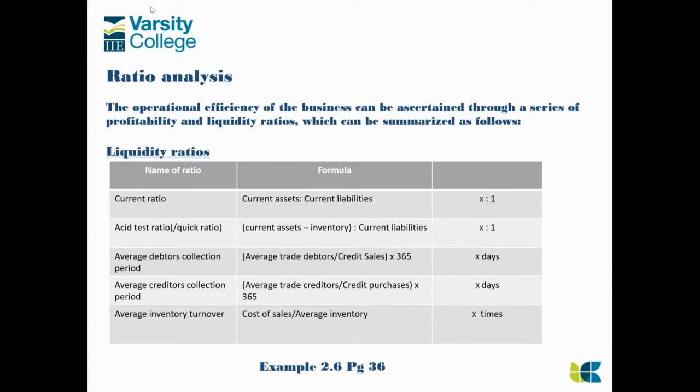How do you calculate it? Average trade debtors. Typically, they give you 2020 debtors, the amount that was owed, then they'll give you 2021. You've got two periods here, last year's debtors and this year's debtors. How do you get the average? You add them and divide by 2.